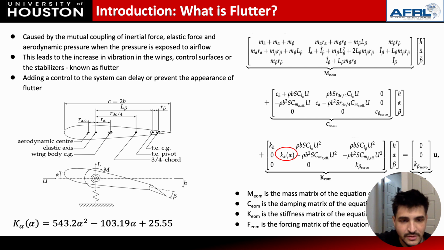And what is flutter? Flutter is caused by the mutual coupling of inertial force, elastic force, and aerodynamic pressure when the structure is exposed to airflow. So like the demonstration that was shown in class where the wings are flying in the sky and they start flapping and vibrating and lead to instability. So adding a controller to the system can delay or prevent the appearance of flutter, and we're going to be using gain scheduling on this airfoil to show the effectiveness of that.